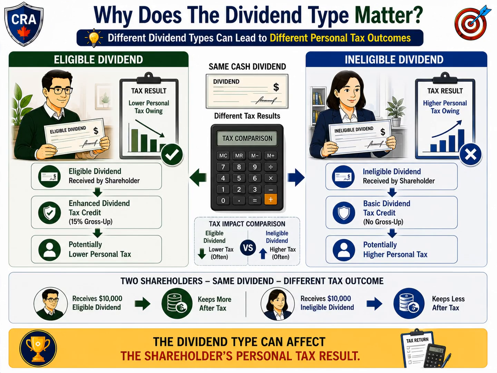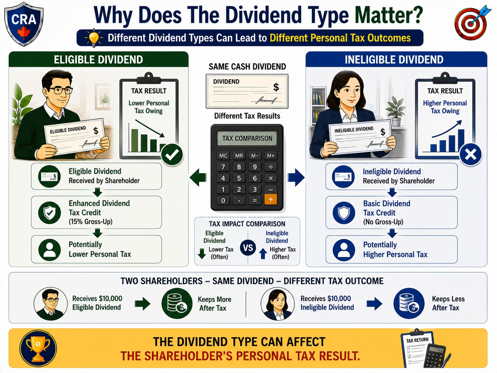Now that we understand there are two different categories of dividends, the next question is why that distinction matters. The answer is simple. The type of dividend received can affect the shareholder's personal tax outcome. This slide compares eligible dividends and ineligible dividends from the shareholder's perspective. On the left side, we see the eligible dividend. When a shareholder receives an eligible dividend, the tax system generally provides an enhanced dividend tax credit.